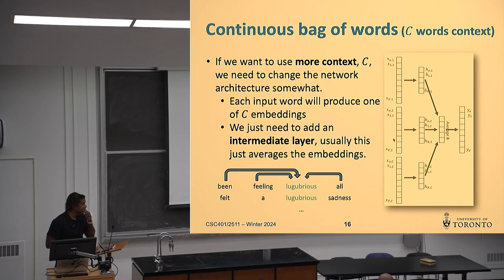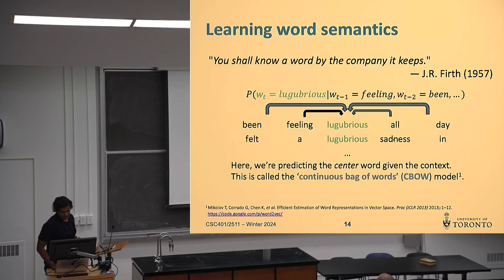Yeah, question? In which situations do you average it versus concatenate? Yes, when you have multiple context words, for example here if I give you been, feeling, all day, you have 4 context words. In that case you take the embeddings of each of these words and average them to predict lugubrious, the center word. When you have more than one word, you have to average the contexts. Does that make sense?